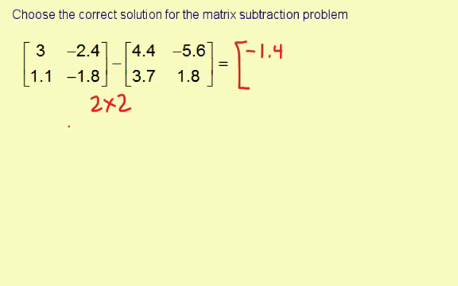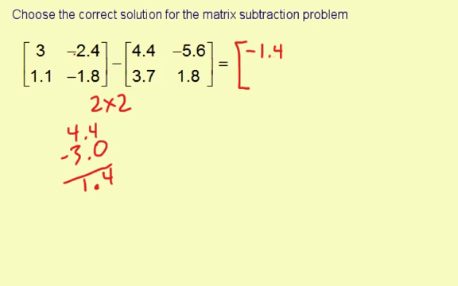And if you weren't comfortable with the mental math, you could always do 4.4 minus 3.0. And you would get 4 here, a 1 here, and a decimal point. And because the 4.4 is larger and negative, the answer is going to be negative, so it's negative 1.4.